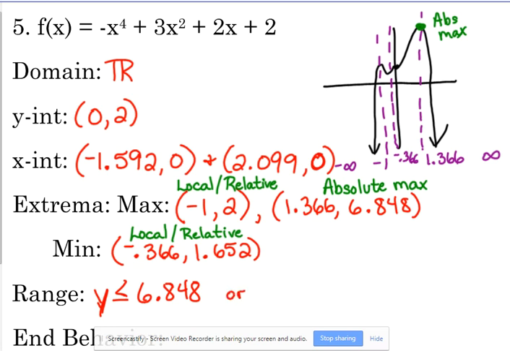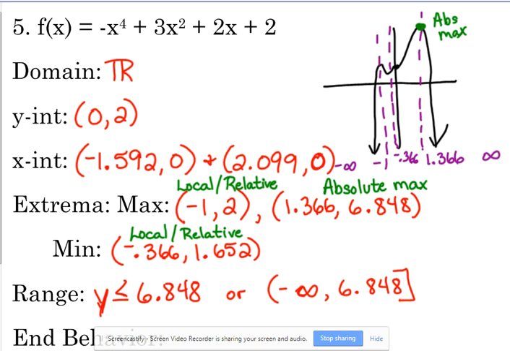Now, you can also write that in interval notation, okay? You always go least to greatest. So the smallest y value that we can have is -infinity. The biggest y value that we can have is 6.848. Okay? In case that interval notation shows up somewhere down the road. It will show up in pre-calc, if not before then on the final exam. Okay? So that says the same thing as the inequality. If you're more comfortable with the inequality, that's fine.